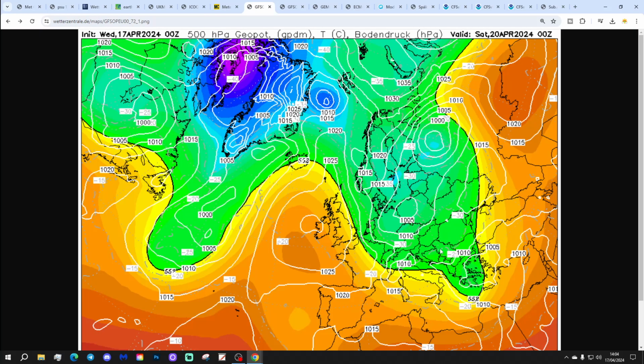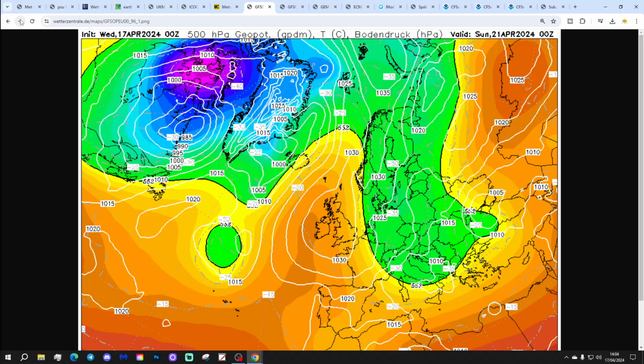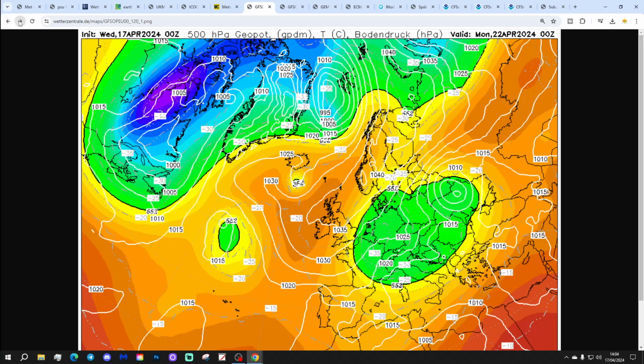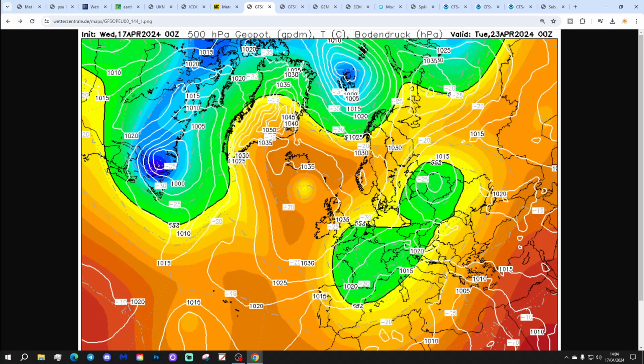GFS midnight run again, with high pressure building in off the Atlantic through the weekend. Should be relatively pleasant with that. But next week, high pressure pushes away to the northwest.